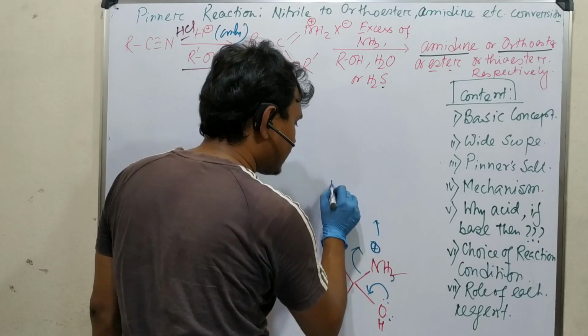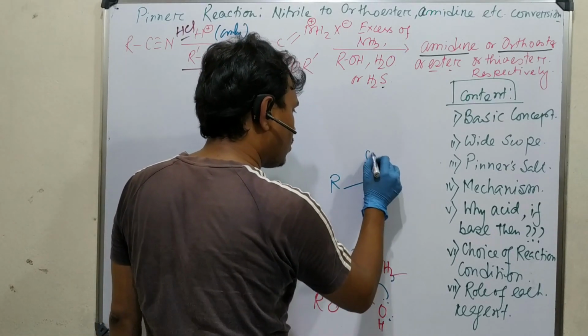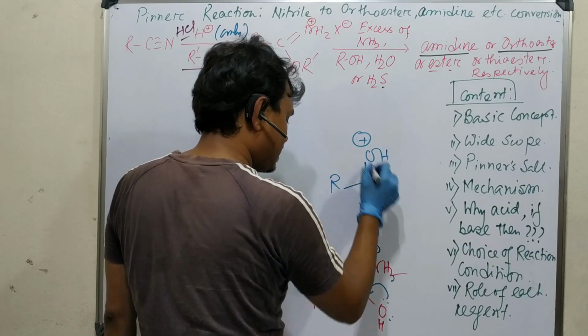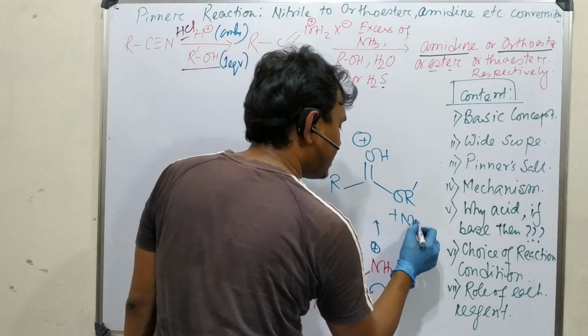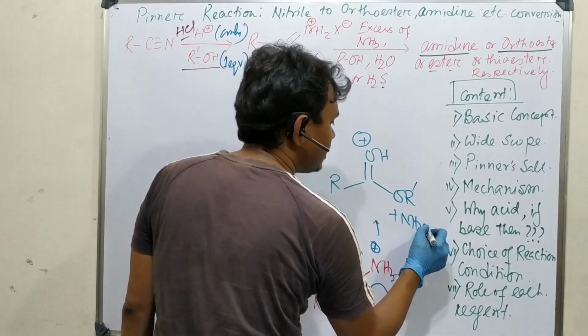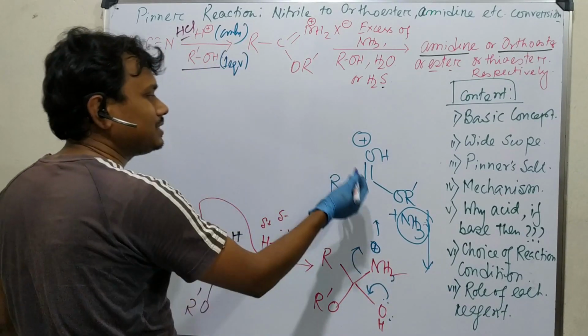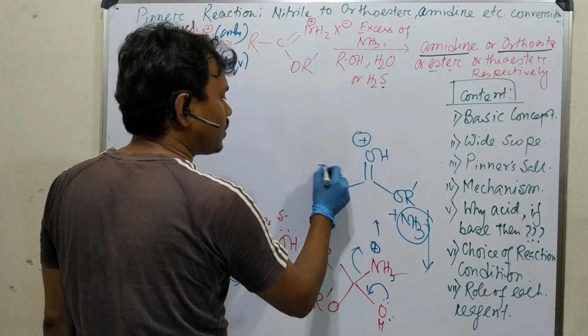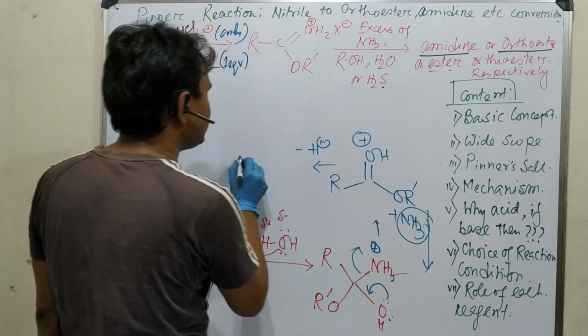So what will be the product? R, C, this is OH plus, this is OR prime, plus ammonia, and the ammonia will in the same way react with H plus and go out from the reaction medium. And if it eliminates one H plus, then it is an ester.